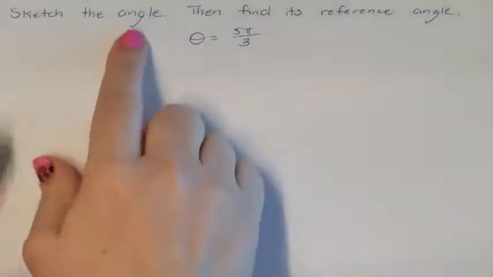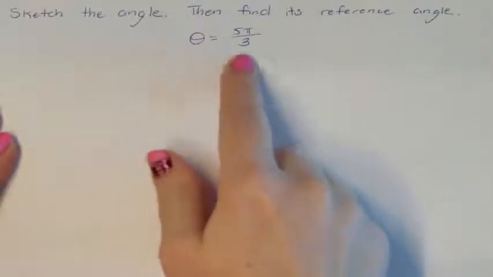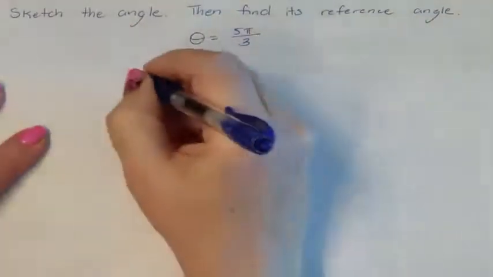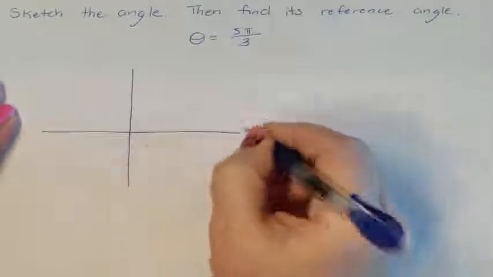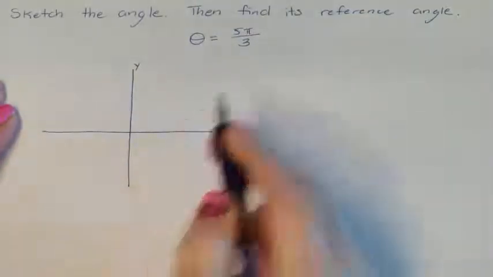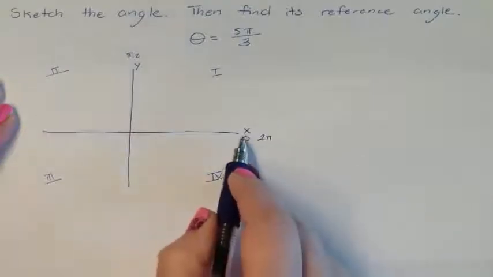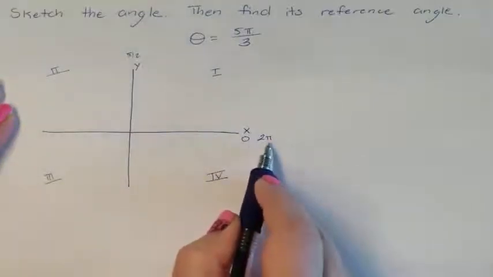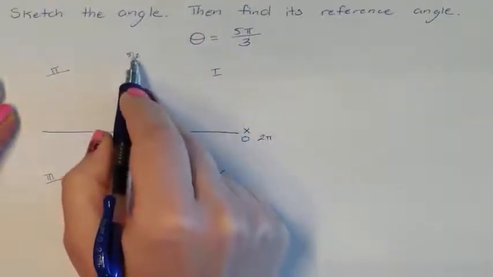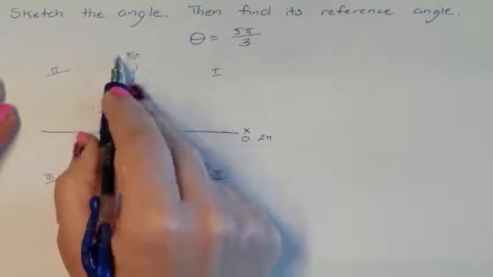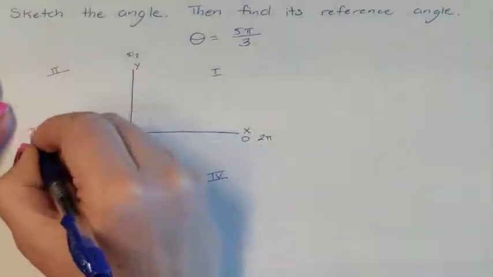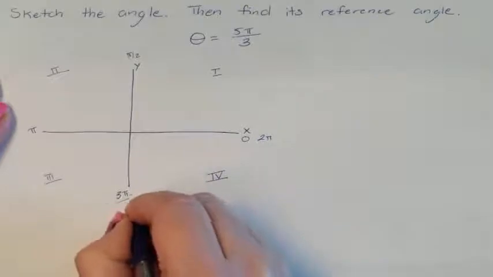So we're being asked to sketch the particular angle. My angle is in radians, so let's get our xy axis going. I need to figure out which quadrant it's going to live in. So we have quadrant 1, 2, 3, 4. This side of the x-axis is both 0 and 2 pi. This y-axis, the 90 degrees, is pi halves. This is pi, and this is 3 pi halves.